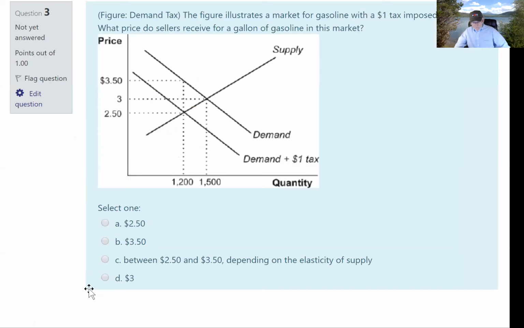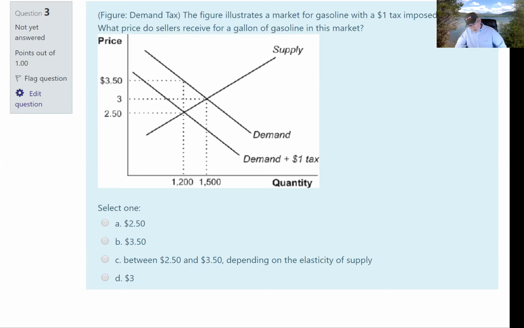Number 3. The figure illustrates a market for gasoline with a $1 tax imposed on the buyers. Now, one of the principles that we saw in the chapter on taxes is that it really doesn't matter who pays the tax to the government. The incidence, or the burden, of the tax, who bears it, depends on the elasticity of demand and the elasticity of supply. But here it is the buyers who are actually having to give it to the government.